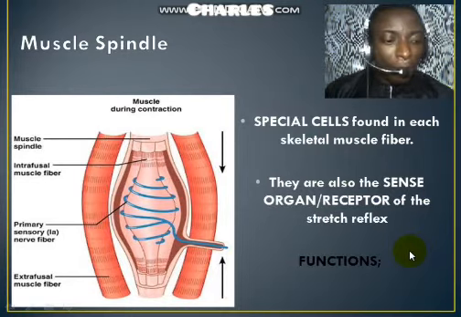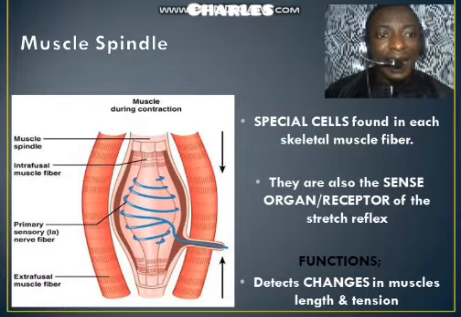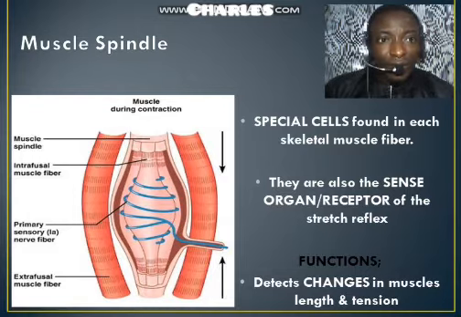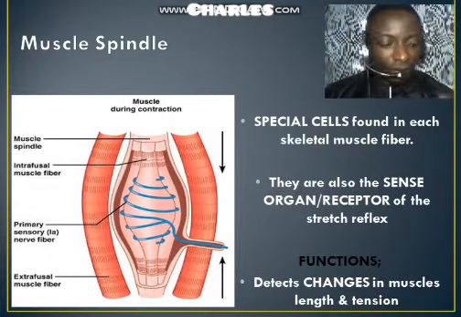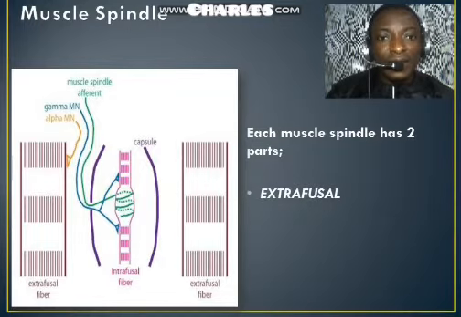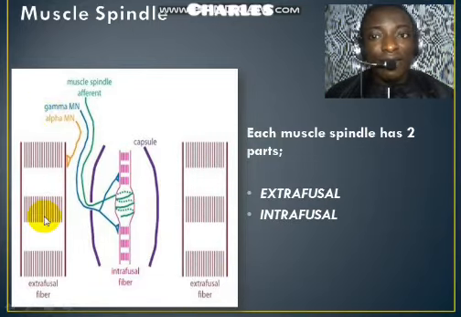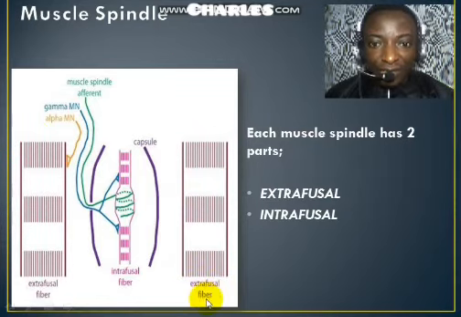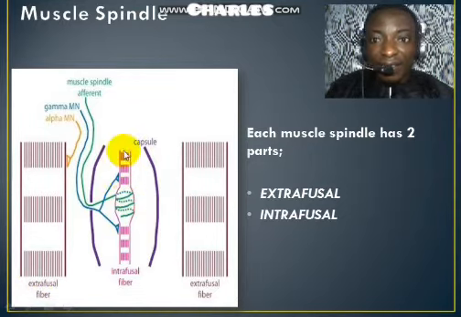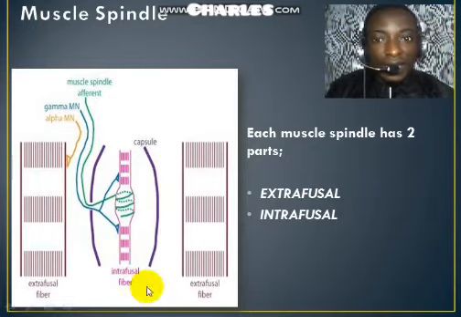Functionally, muscle spindles help to detect changes in muscle length and tension. These are their specific functions. So whenever your muscles are overstretched, the muscle spindle helps to detect the length and the tension of muscles. There are two main parts of muscle spindles. The first part is known as the extrafusal fiber. The second part is known as the intrafusal fiber. This area here represents the extrafusal fiber, it's also written here, whereas this area represents the intrafusal fibers. The extrafusal fibers and intrafusal fibers are the two major components of muscle spindles.